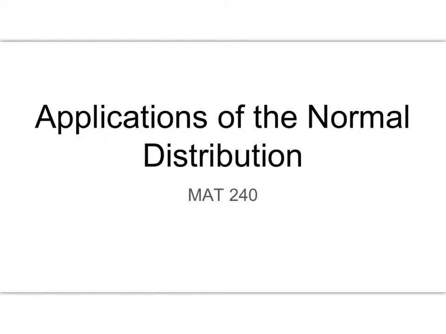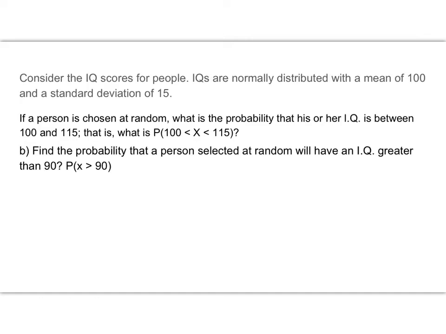All right, so we're going to talk a little bit more about applications of the normal distribution. Consider the IQ scores for people. IQs are normally distributed with a mean of 100 and a standard deviation of 15. If a person is chosen at random, what's the probability that his or her IQ is between 100 and 115? That is, what is the probability that X is between 100 and 115?